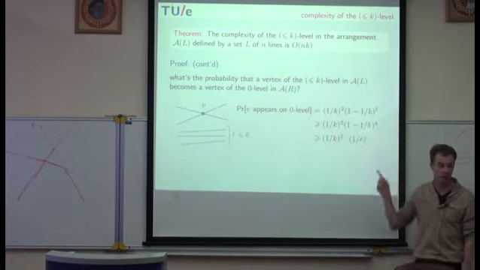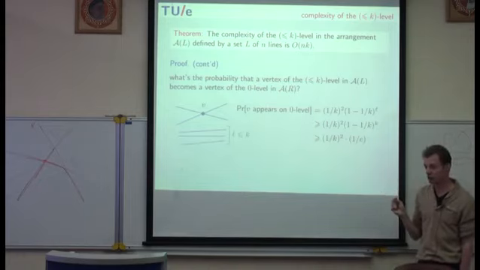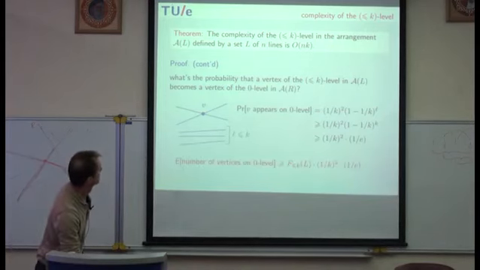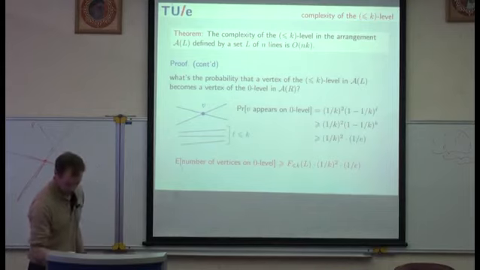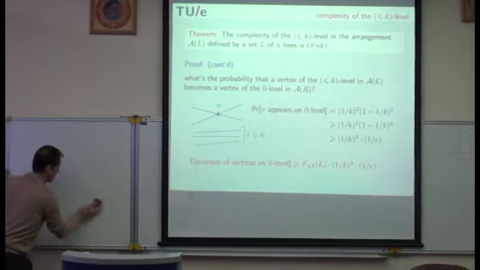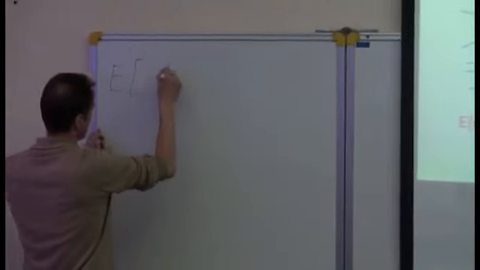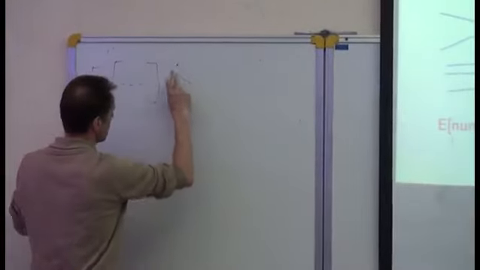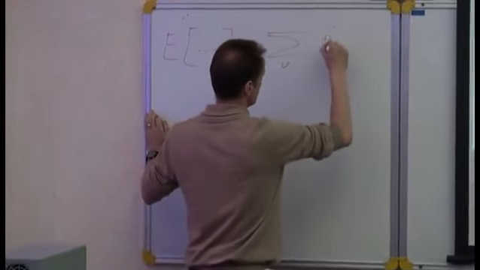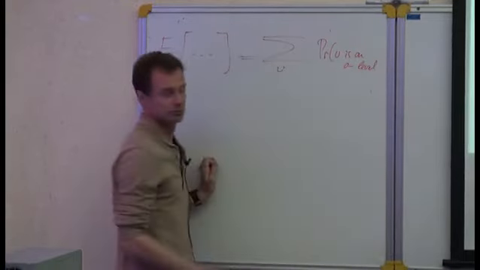So what's the expected number of vertices on the 0 level? Basically the expected number of vertices is, well, I guess equal to the sum over all vertices of the probability that V is on the 0 level. Okay?